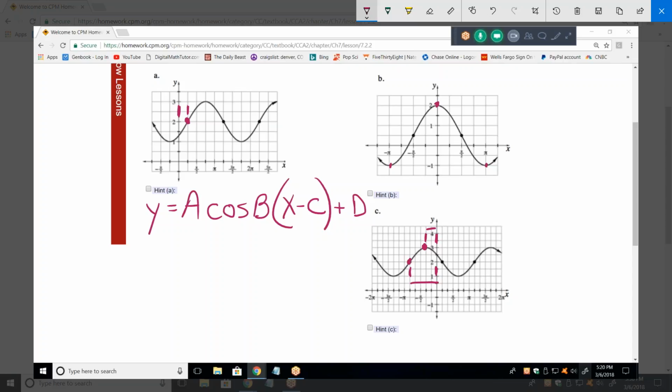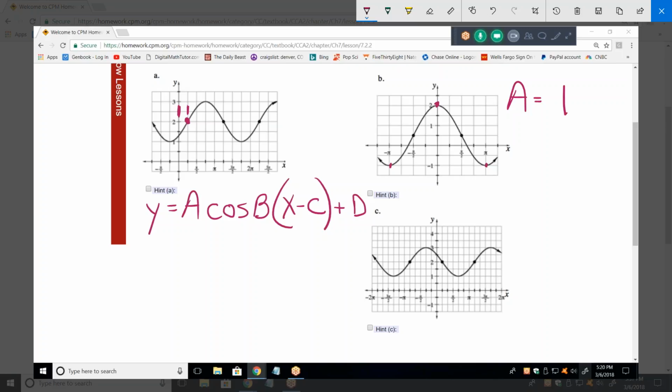Okay. So the very first thing, we realize we're going to use cosine. So we're going to use this formula. Now we have to figure out A, B, C, and D. A is what? It's max minus min divided by 2. That's the general formula. Now what does that equal here? 3 minus 1, which is 2 divided by 2, which equals 1.